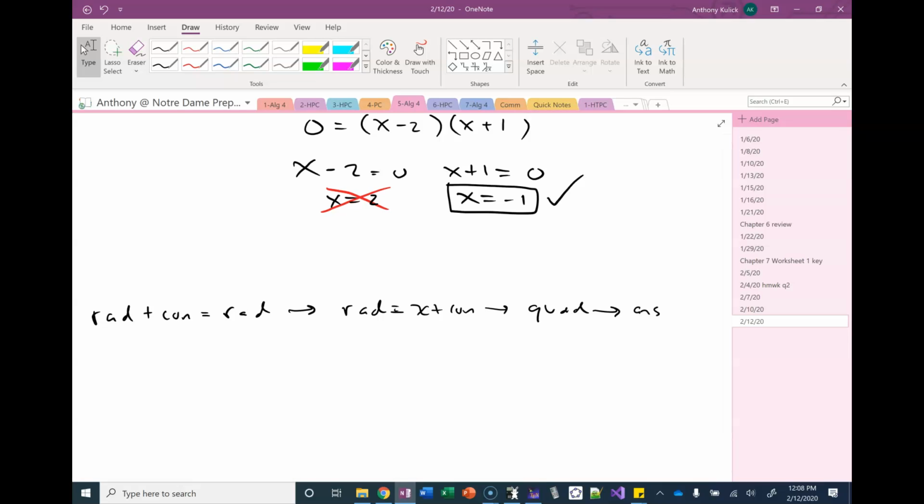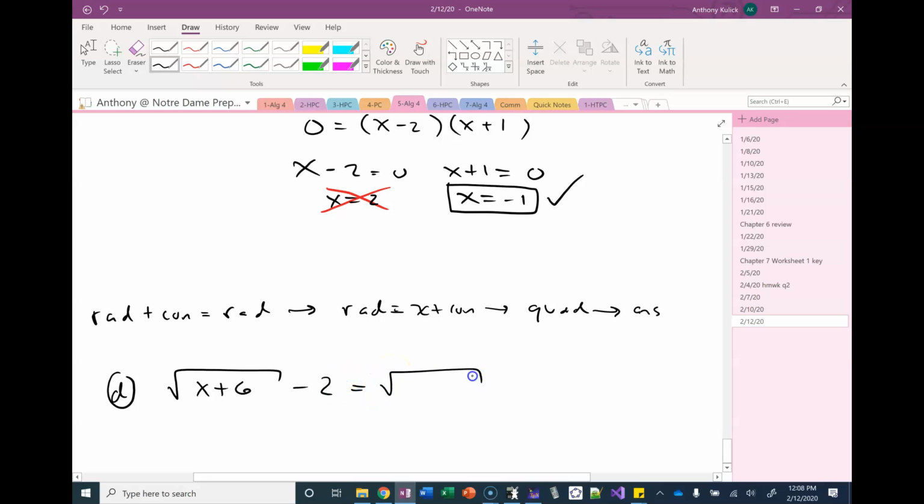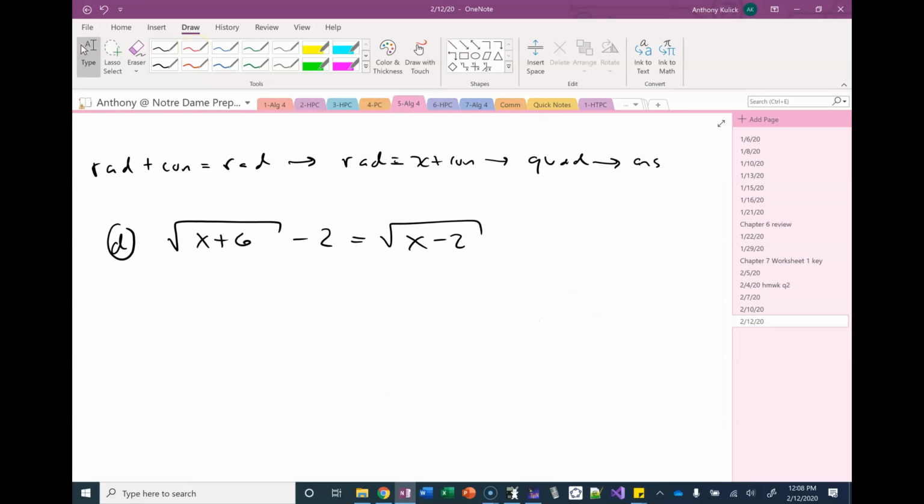Let's do one more example like that, and then we'll be finished for today. Sound good? Okay. I'm going to lean on you guys to tell me what to do this time, though, so get ready to give some instructions. This last example is the square root of x plus 6 minus 2 equals the square root of x minus 2. What should I do first?